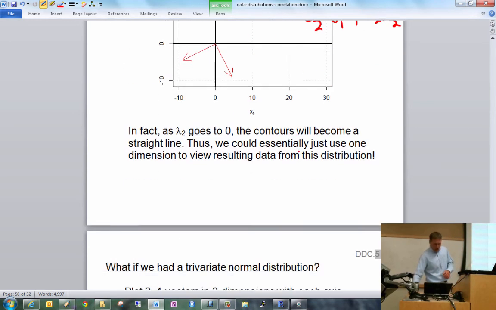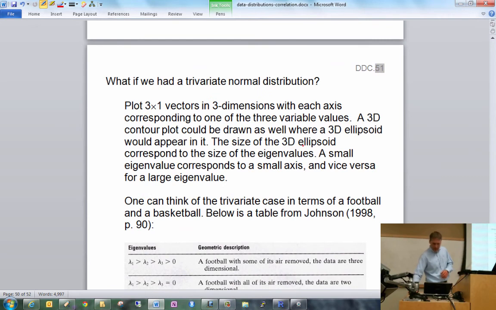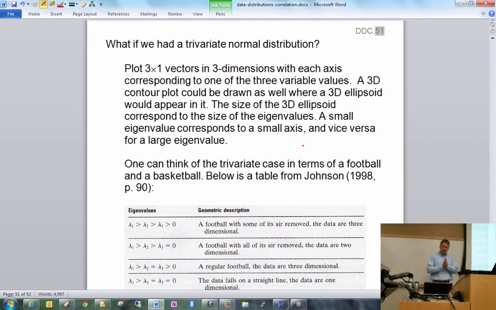So let's go to page 51. Let's talk about trivariate normal distribution again. Now, as we talked about earlier, you could represent the contours by an ellipsoid for a trivariate normal distribution. You can think of the f of x equal 0.01 contour as this football, somewhere in a three-dimensional space.